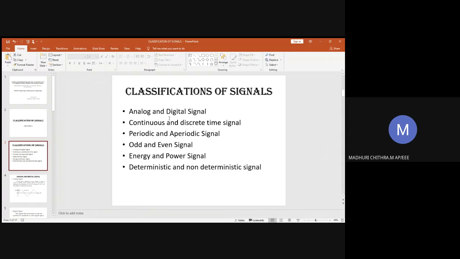So first is analog and digital signals. Next, continuous and discrete time signals, periodic and aperiodic signals, odd and even signals, energy and power signals, deterministic and non-deterministic signals. So these are the classification of signals. We are going to see them one by one in detail. First of all, analog and digital signals.